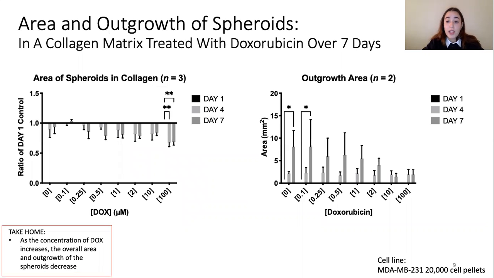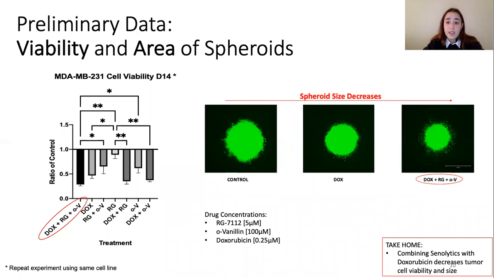Now, this is looking at the area and the outgrowth of our spheroids in this model, where you can see that in our model, doxorubicin does in fact reduce spheroid size as well as outgrowth, which means our model is working. Lastly, I wanted to show that viability and area is reduced greatly, and even more so significantly, when all drugs are used in combination rather than alone, and in comparison to doxorubicin alone or the control.